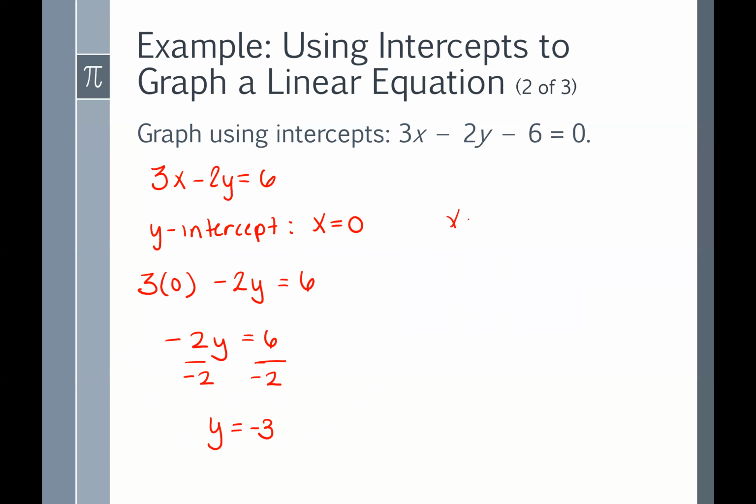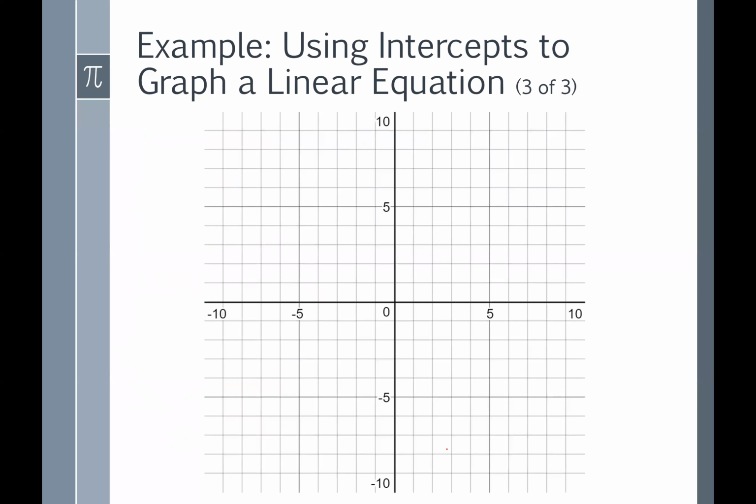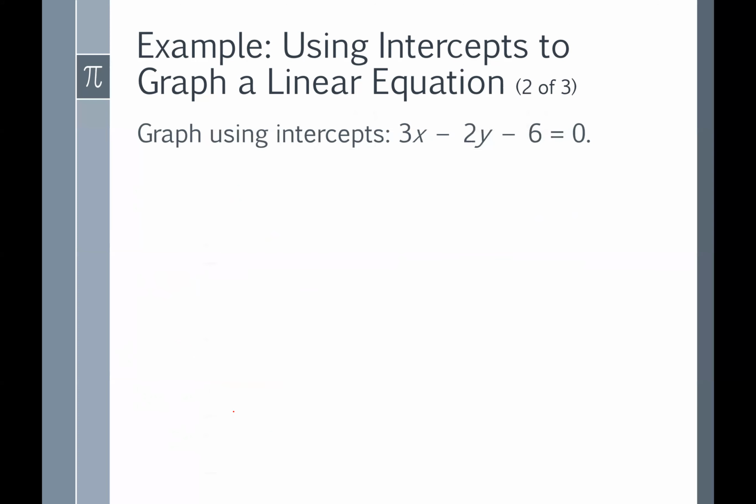So the x-intercept was 2. The y-intercept was negative 3. So now we're going to go plot those 2 points and draw a line. So we're going to plot the point 2. The x-intercept is 2. The y-intercept is negative 3, and we're going to draw a line. Now, the reason I like this method so much, let me get my equation back.